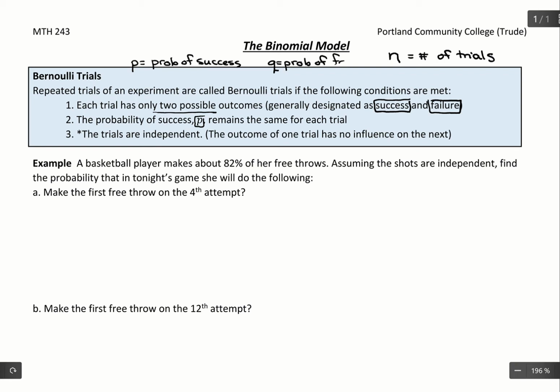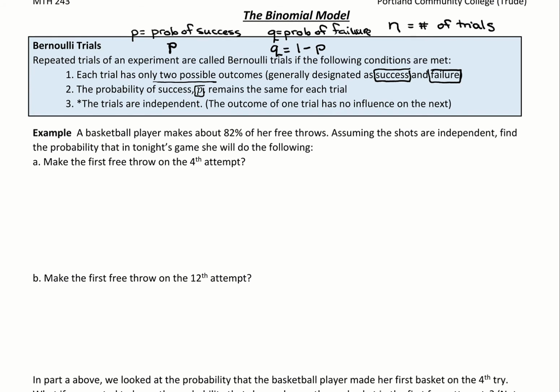And we'll have this relationship that since there's only 2 possible outcomes, they're complementary to each other. So if we have this probability of success, then Q is just 1 minus that probability of success. So they should always add up to 1 together. Then we have that the trials are independent, and that the outcome of one trial has no influence on the next. So as we run these trials, this probability of success does not change. It remains the same. So let's look at this example and talk about probabilities we've already talked about, and then what the binomial model is going to do for us.